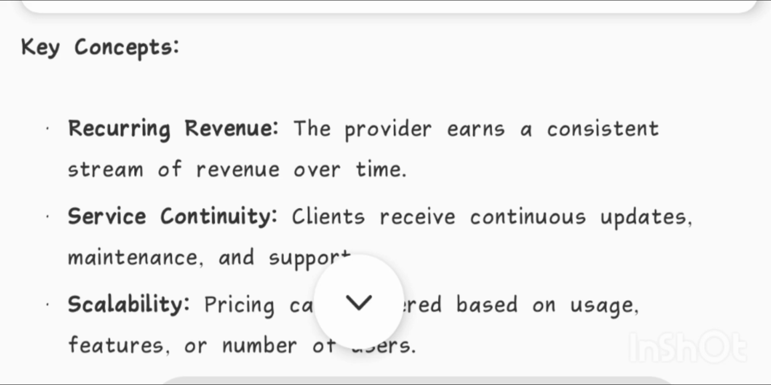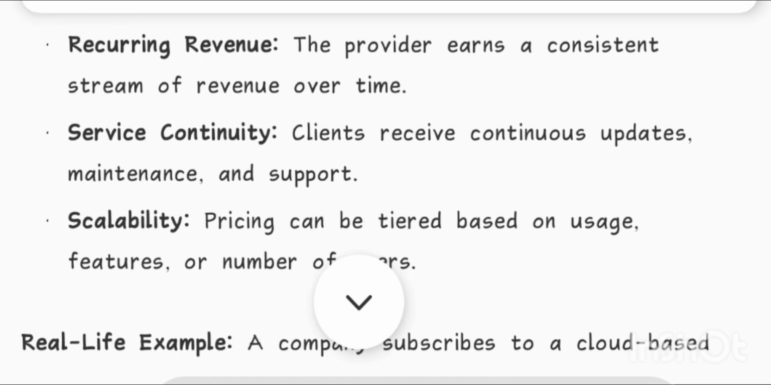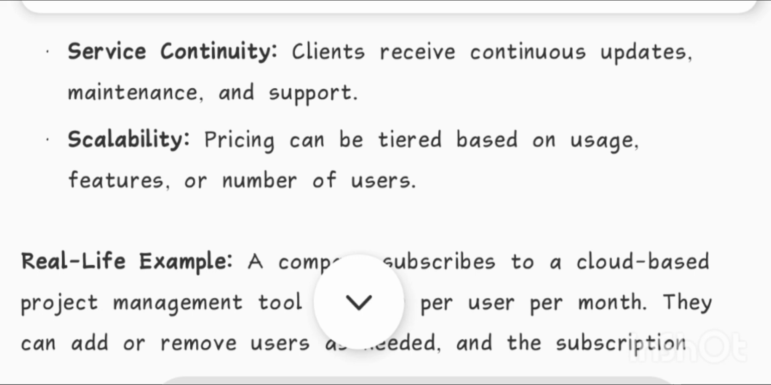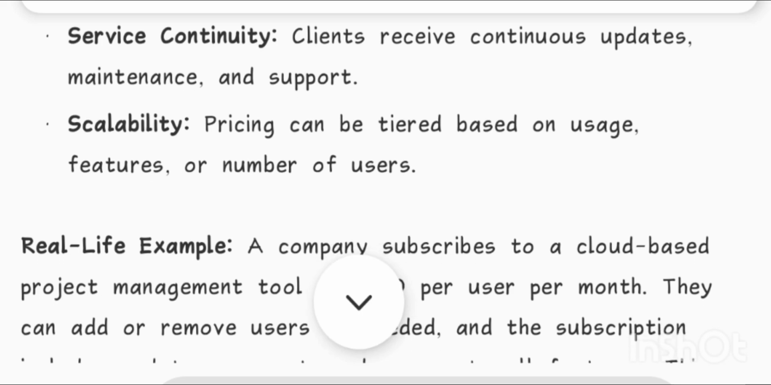Key concepts. Recurring revenue: the provider earns a consistent stream of revenue over time. Service continuity: clients receive continuous updates, maintenance, and support. Scalability: pricing can be tiered based on usage, features, or number of users.